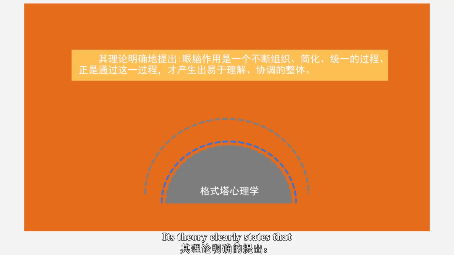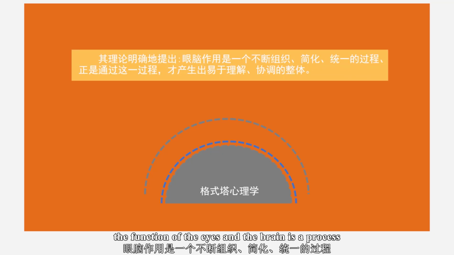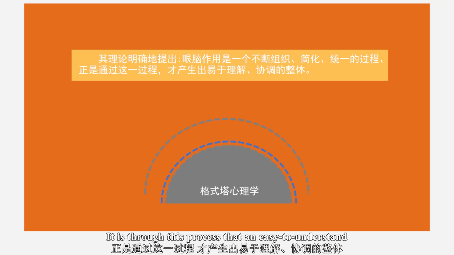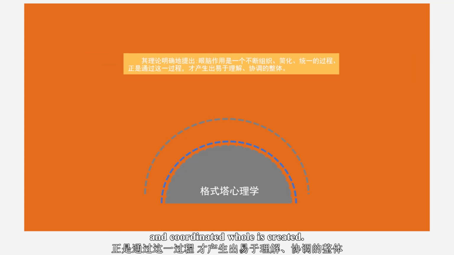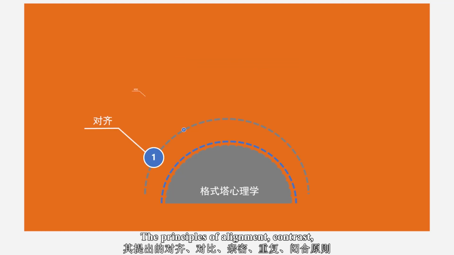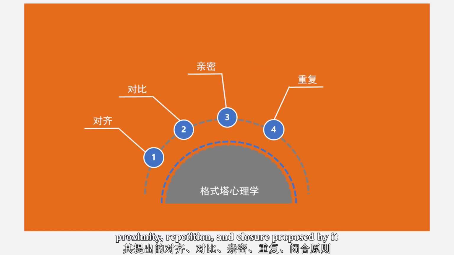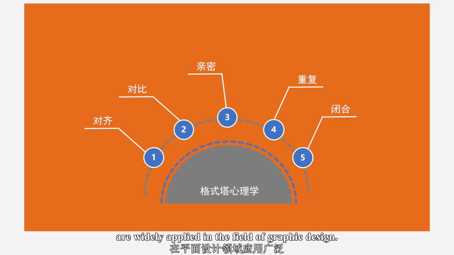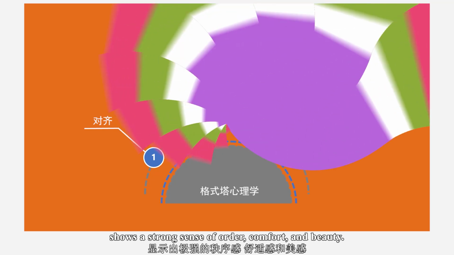Its theory clearly states that the function of the eyes and the brain is a process of continuous organization, simplification, and unification. It is through this process that an easy-to-understand and coordinated whole is created. The principles of alignment, contrast, proximity, repetition, and closure proposed by it are widely applied in the field of graphic design. The layout designed by following these principles shows a strong sense of order, comfort, and beauty.